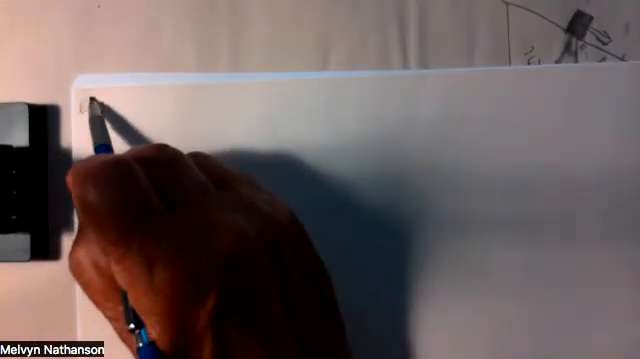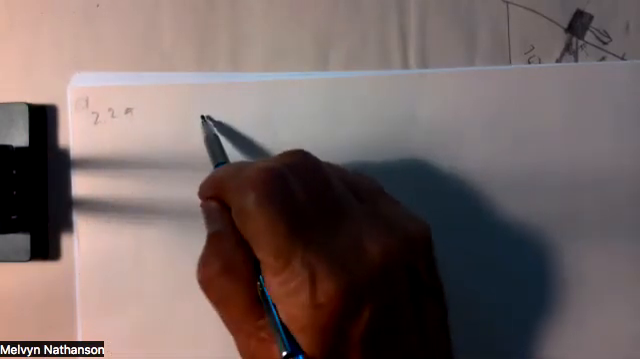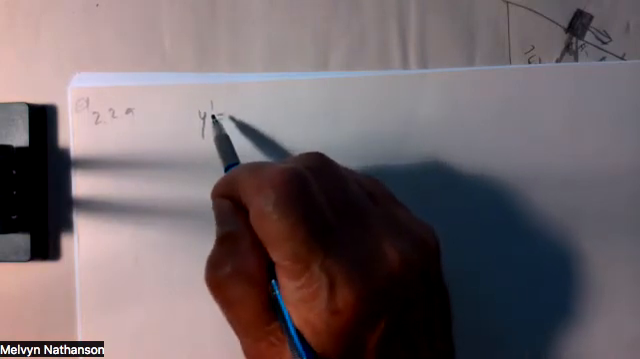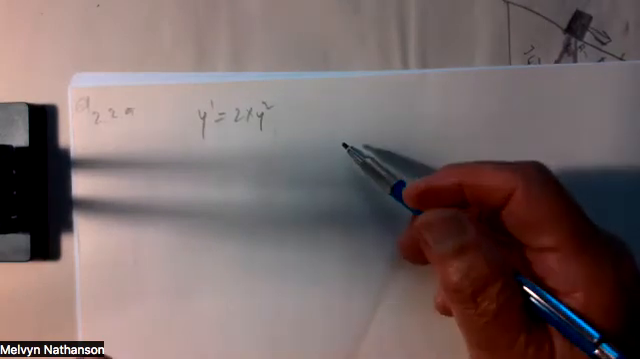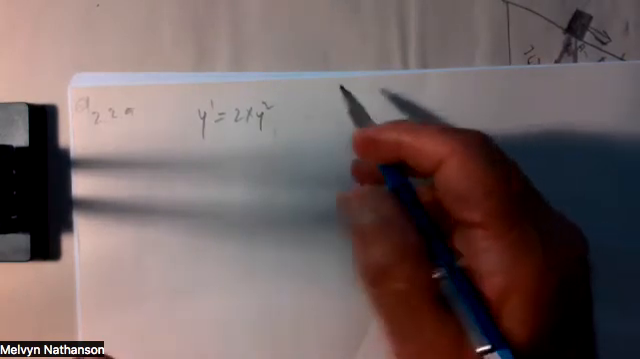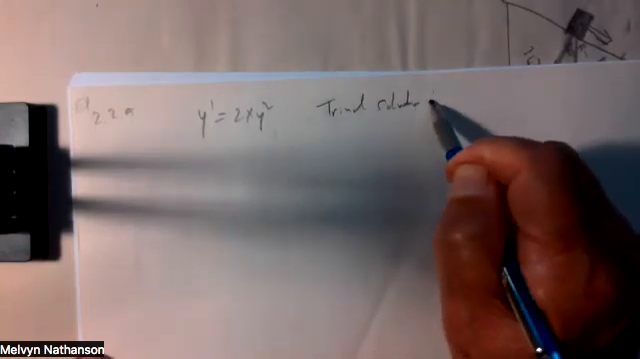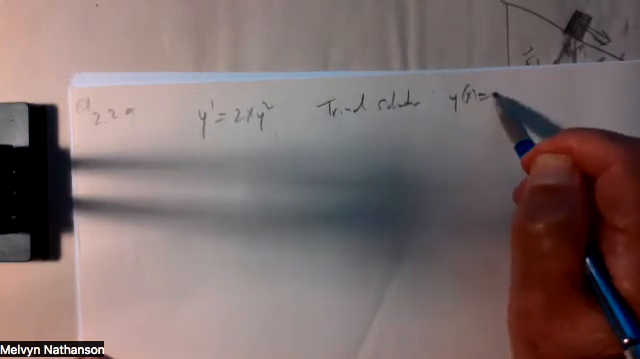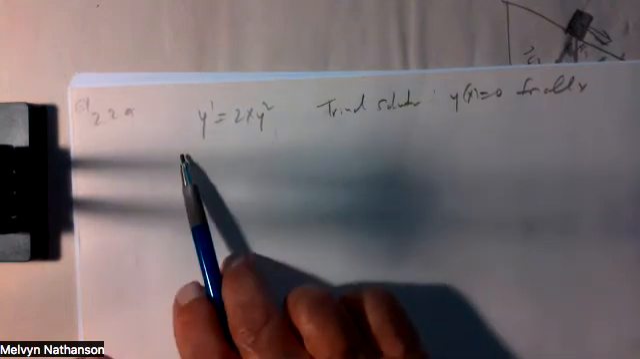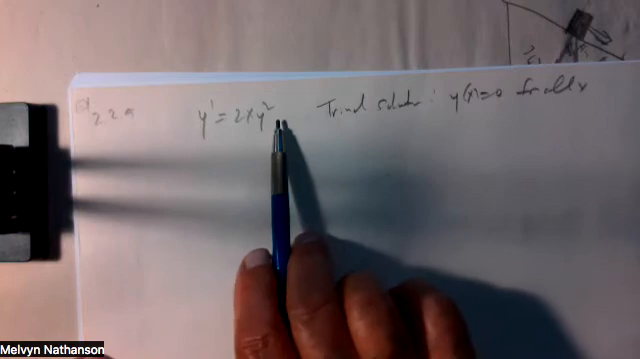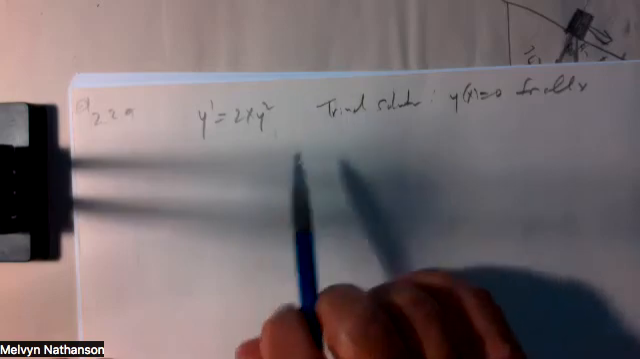This is example 2.2.4. We have the differential equation y prime equals 2xy squared. Now, there's one sort of trivial solution, which is y of x equals 0 for all x. Because if y is 0, y prime is 0, that's the solution. So one solution of this equation is the 0 solution, which is the trivial solution.